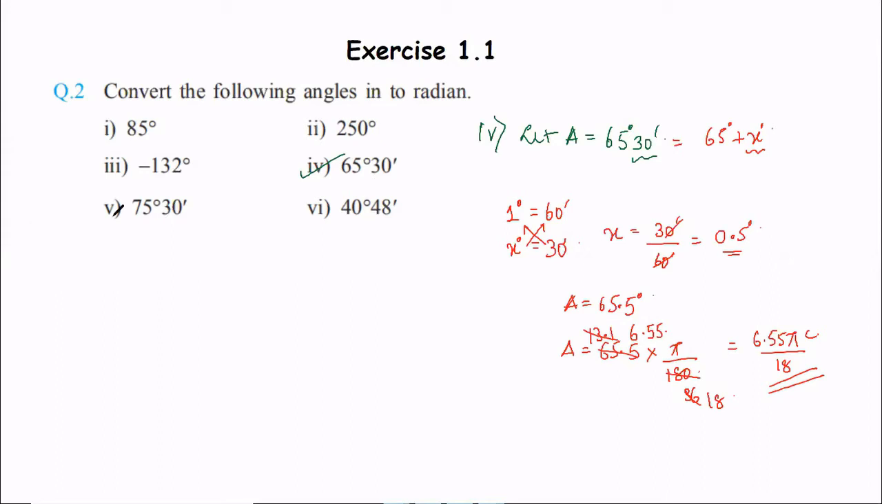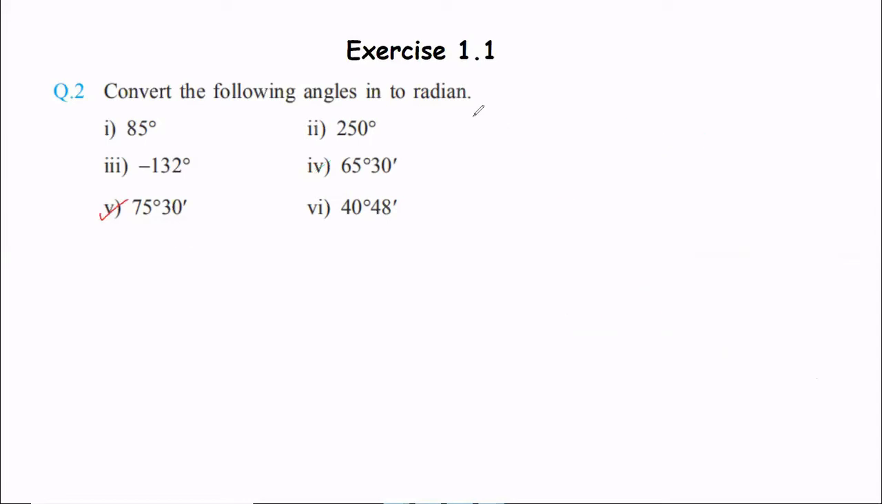Similarly, we will do it for the fifth question. So let's erase this and start with the fifth question. Let 75 degrees 30 minutes be equal to angle A. So angle A can be written as 75 degrees 0.5, 75.5 degrees.